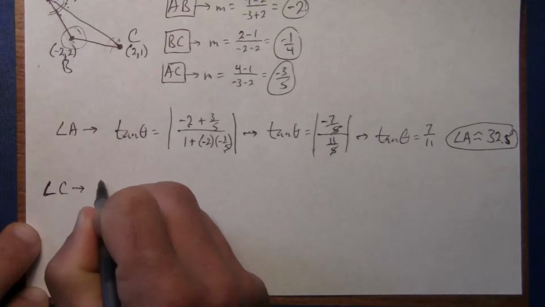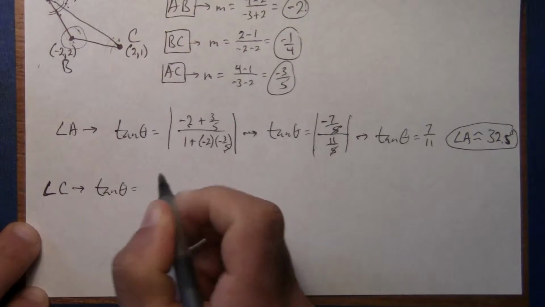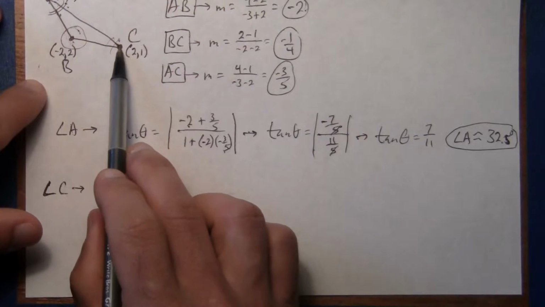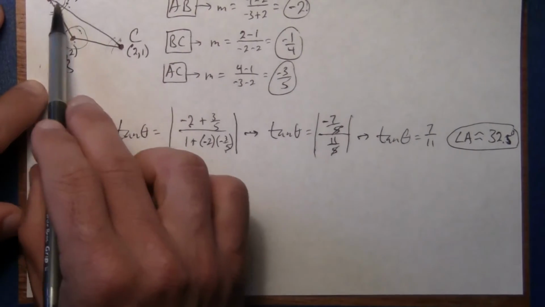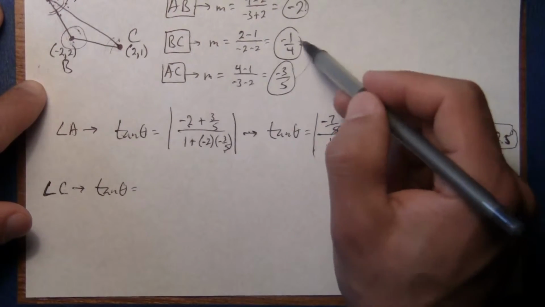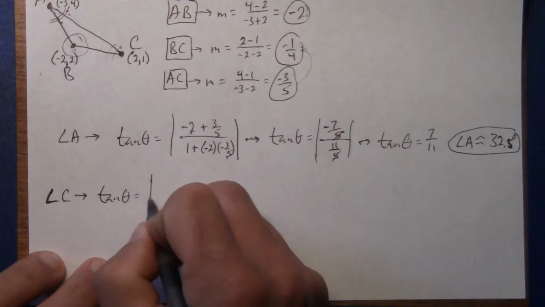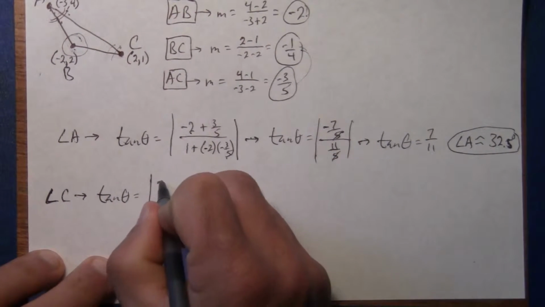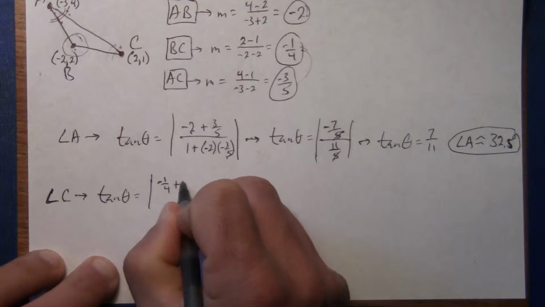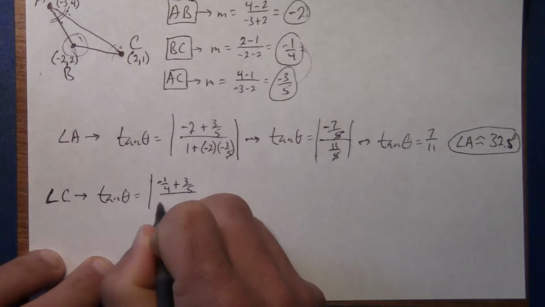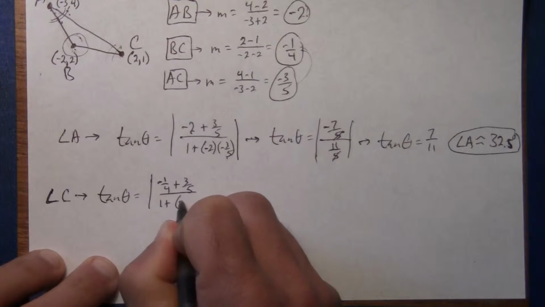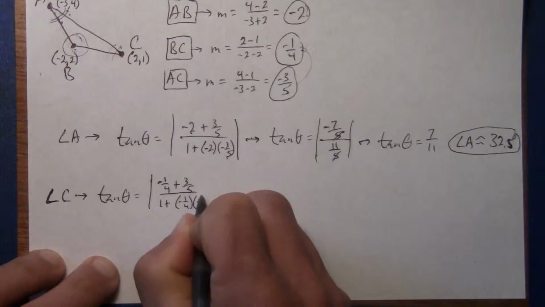So angle C. This time I'm going to do the tangent of theta is equal to, look at what side lengths form that angle. It's BC, AC. So it's these 2 that I now want to use. So it's tangent of theta is equal to, order doesn't make a difference, it's negative 1/4 minus a negative, or plus 3/5, divided by 1 plus negative 1/4 times negative 3/5.